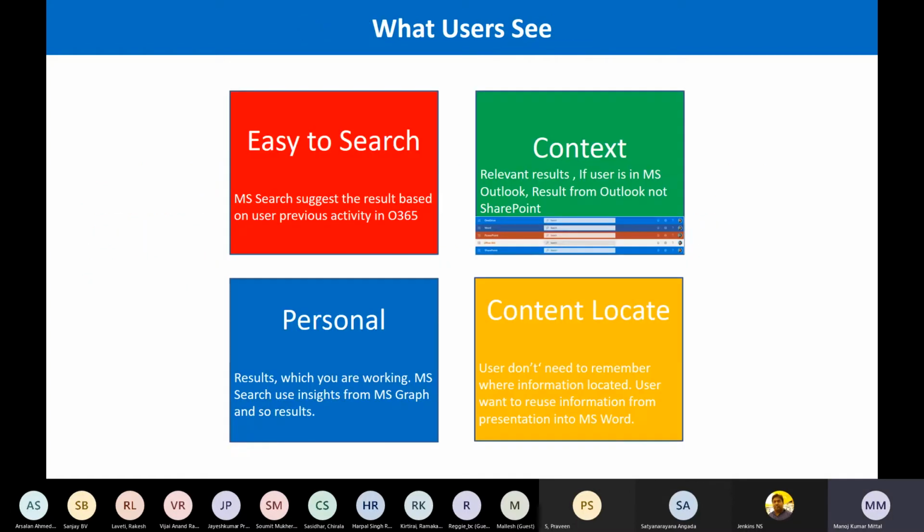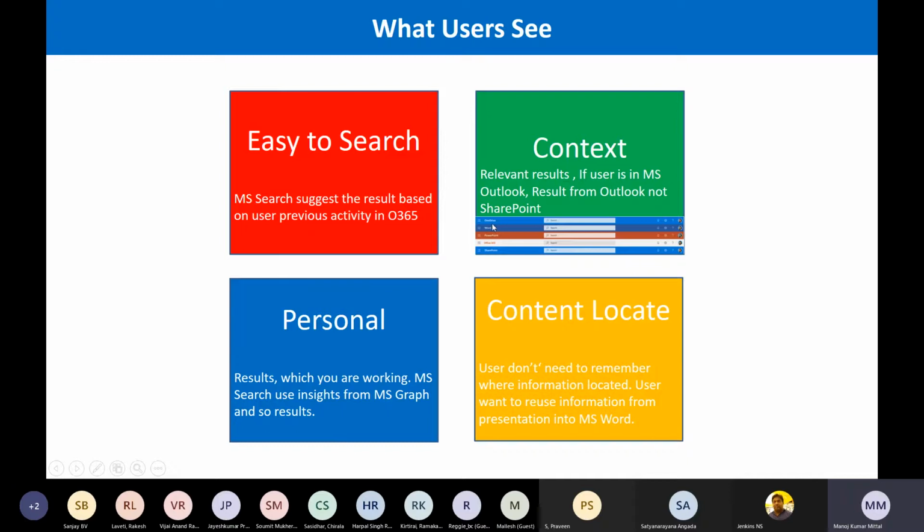There are a few key pillars which I figured out from what the user sees. Basically, first, it's easy to search. Microsoft Search suggests results based on the user's previous activity. How does it know the user's previous activity? It uses the Microsoft Graph for insights.